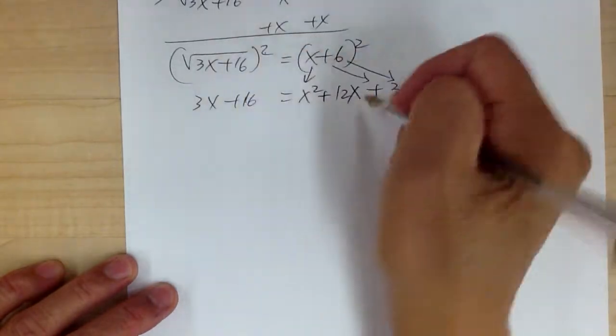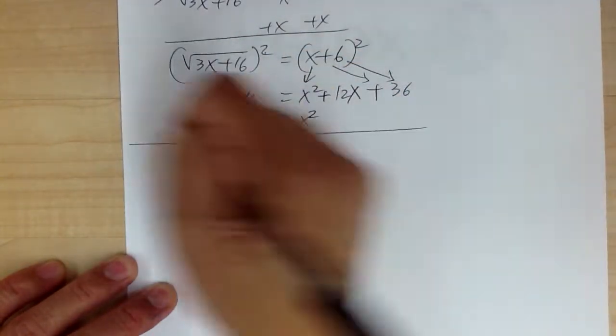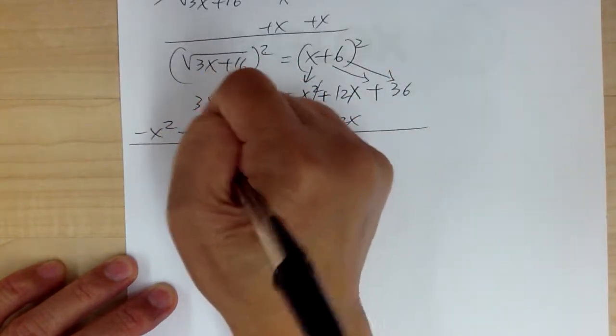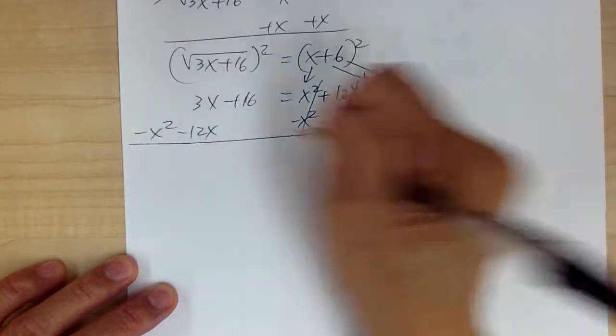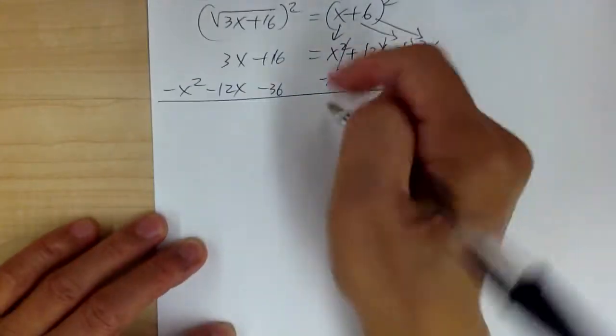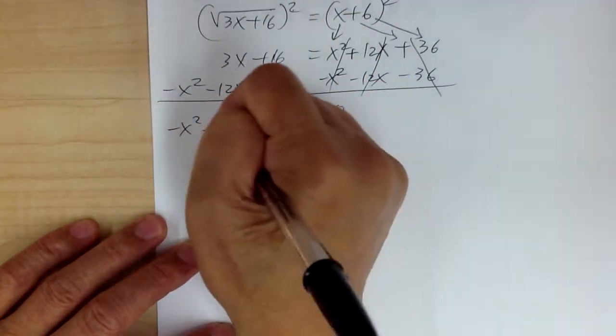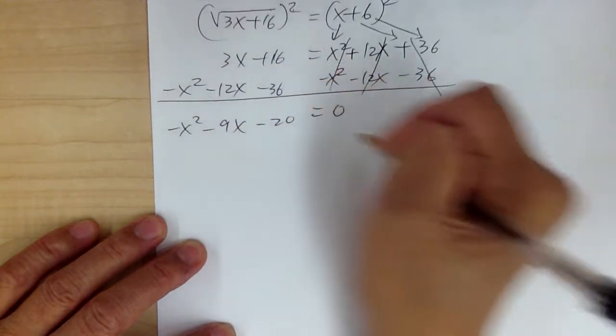So I'm going to make this side equal to 0. So minus x squared, so this cancels out. Minus 12x, minus 12x, cancel out. Minus 36, minus 36, cancel out. Again, now the two sides are equal. So you got negative x squared minus 9x minus 20.